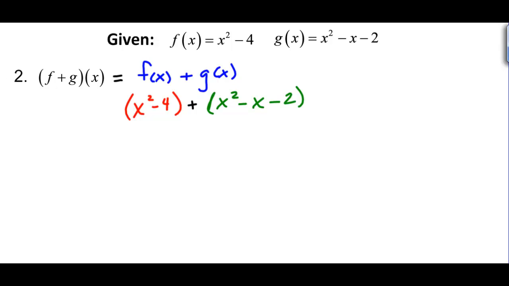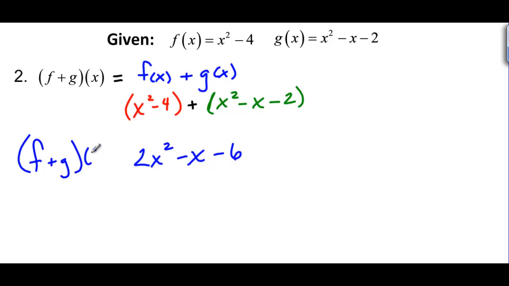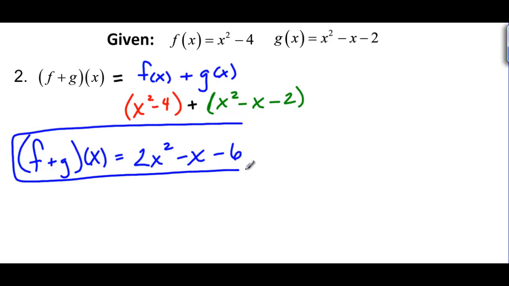So if I get my final answer here, combined like terms, I'm going to get x squared and x squared is 2x squared. I have a negative x. -4 plus -2 is a -6. So my answer would be f plus g of x equals that. And all that means is if I add the two functions, that should be my final answer.